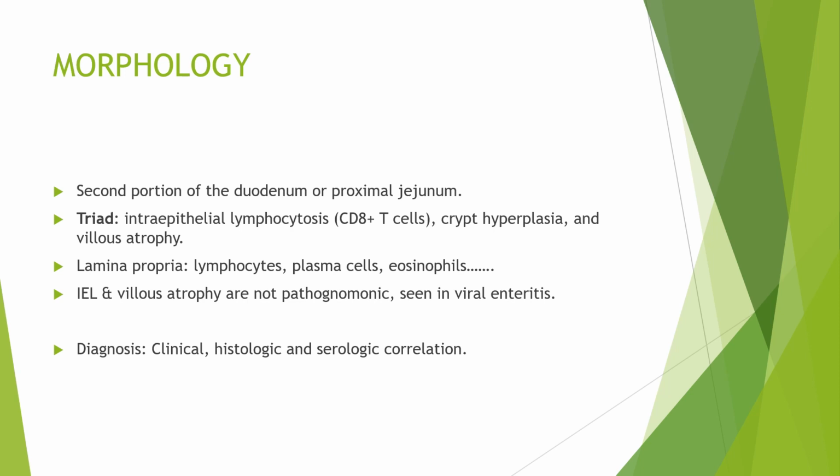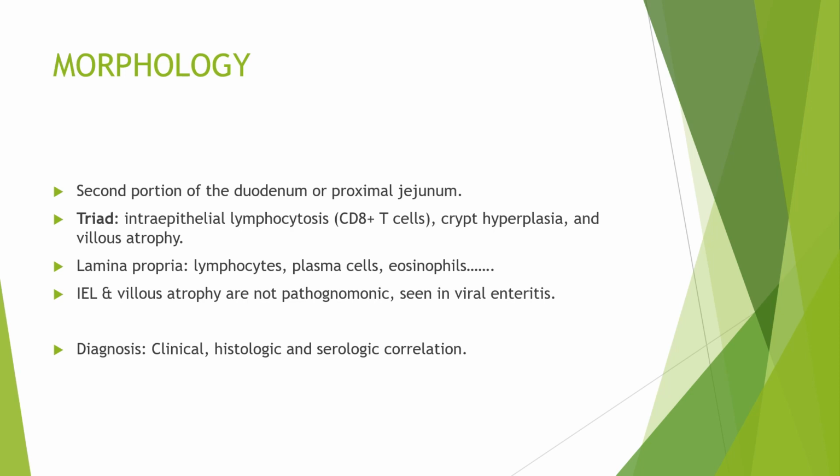Under the microscope we need to see a triad, but not always is the whole triad present. The earliest manifestation is an increase in intraepithelial lymphocytes, and these lymphocytes, as we said, are CD8 positive T cells, present in between the epithelial cells on the lining mucosa. In addition there is crypt hyperplasia, which results from increased turnover of the epithelium, plus the most important feature, villus atrophy, which can be total in severe cases, or subtotal or partial, or villus shortening.